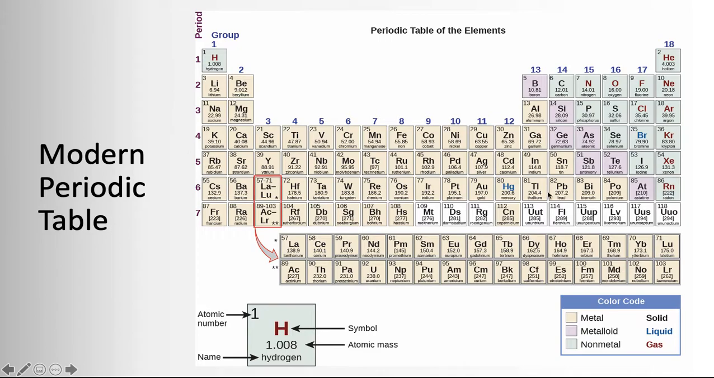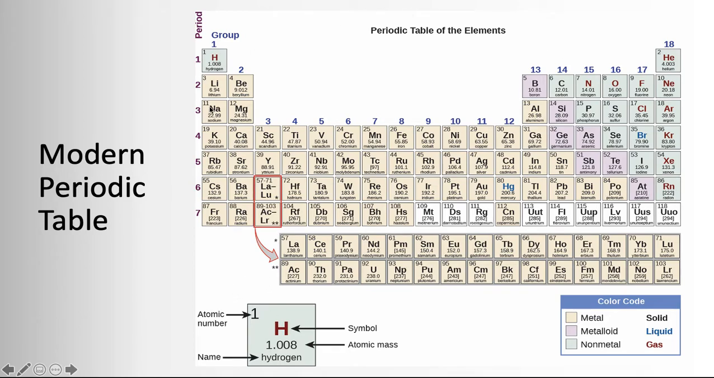You will be responsible for learning, and I have posted a page, a Word document that tells you what I expect you to know out of the periodic table. So please do so. Learn the symbol and the name of each atom.